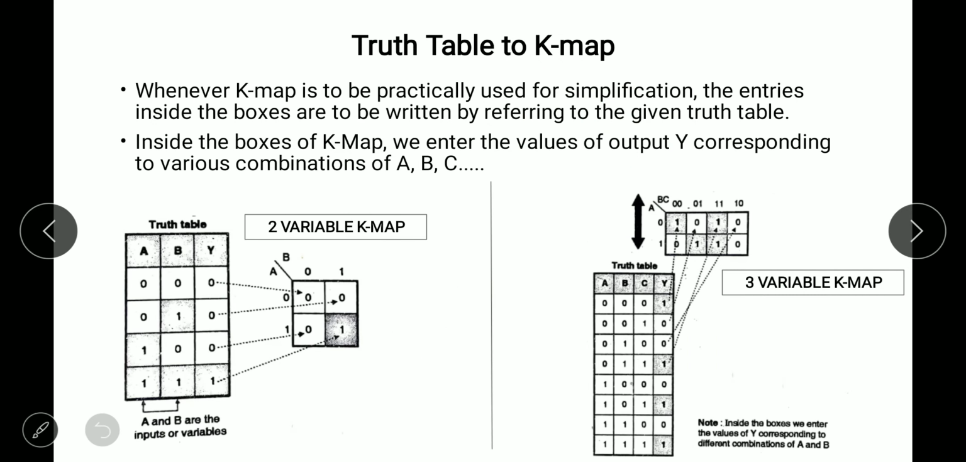From the truth table to the K-map: whenever a K-map is to be practically used for simplification, the entries inside the boxes are written by referring to the given truth table. Inside the boxes of a K-map, we enter the values of the output y corresponding to the various combinations of ABC.